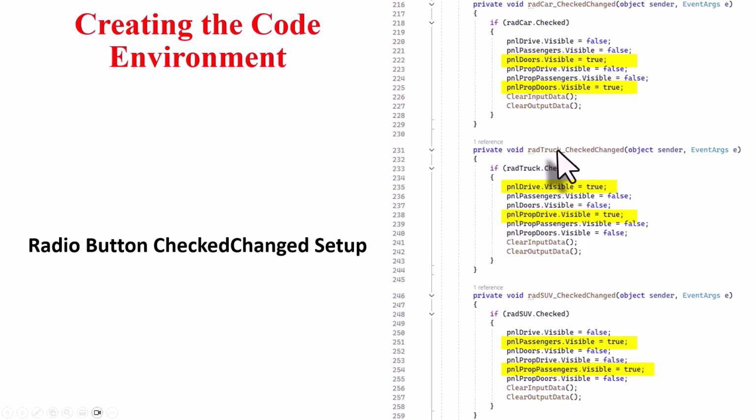The truck is the same thing, except in this case, the truck drive is visible and the other two panels are false, labels as well. The property drive is visible, the others false. For the SUV, the passengers panel is visible, the other two panels are false. Property passengers visible, other two are false. And again, we clear input data and output data. So that allows us to display the data so that we're looking at the data we need for the type of vehicle we're trying to enter.